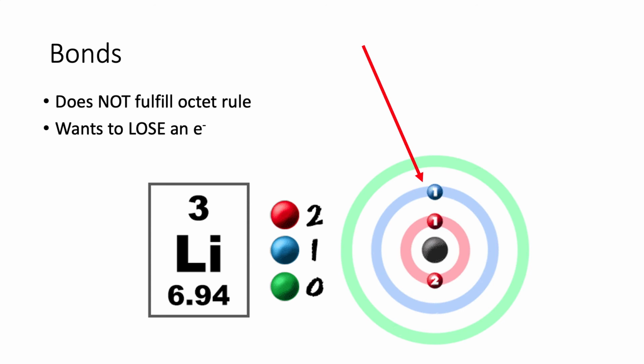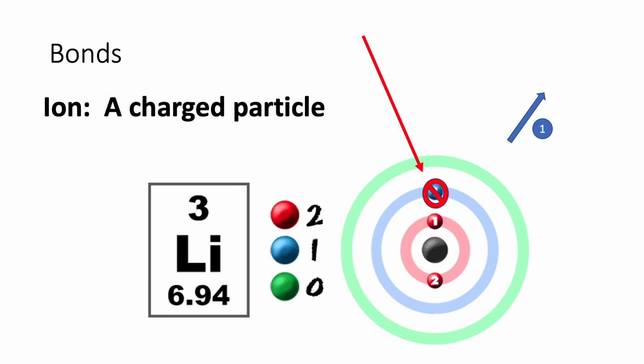So if we allow lithium to lose an electron, it becomes what's known as a charged particle, an ion. In this case, lithium has lost an electron, and now it has 3 protons but only 2 electrons. So it has more positively charged particles, so it's going to be a lithium ion. Now this means that it's pretty reactive.